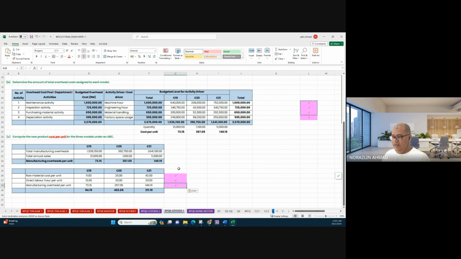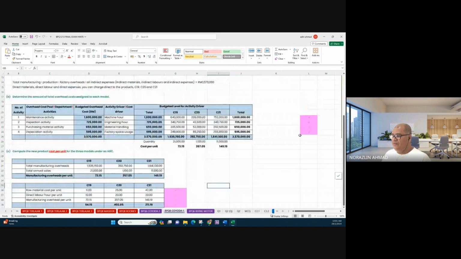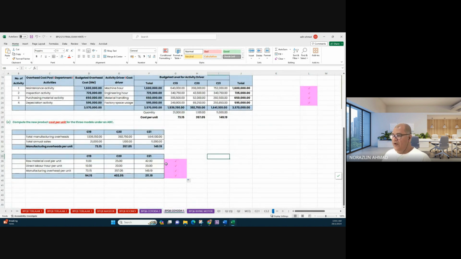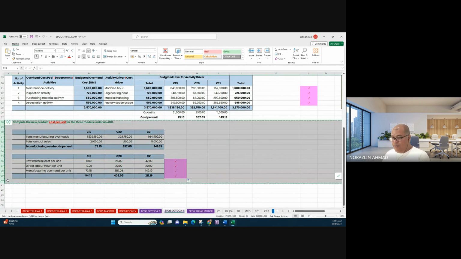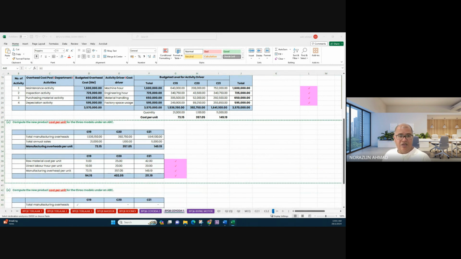1, 2, 3. 1, 2, 3. This one, and then you will get this one. This one. One, two, three. Total 4. This one 4, this one 4, and then this one 4. 4, 4, 4. Okay. And then the question asks you to compare with the traditional. Okay. C, D is compare.